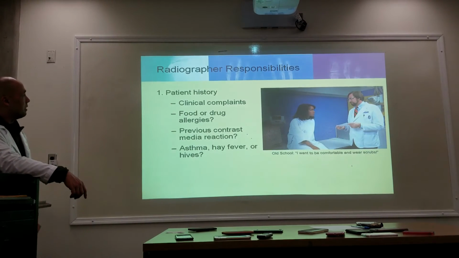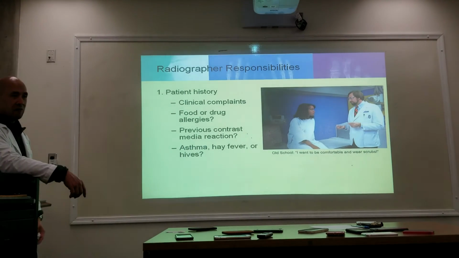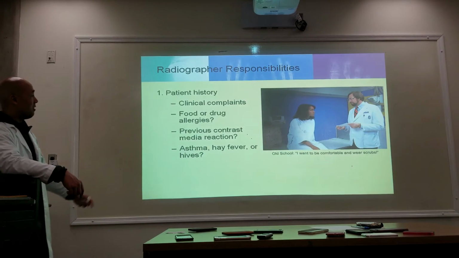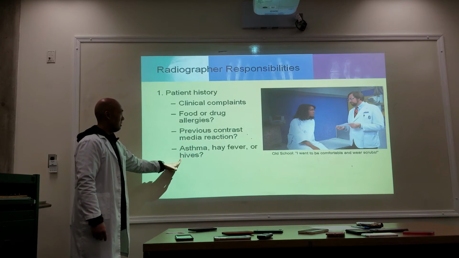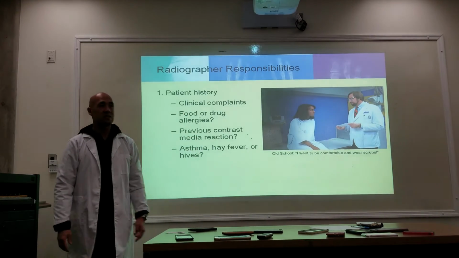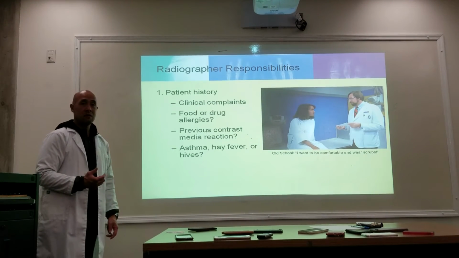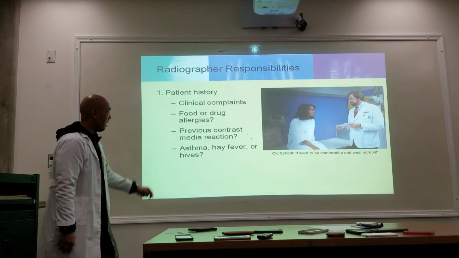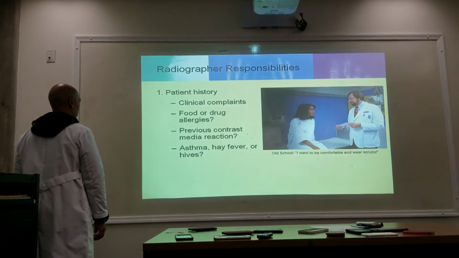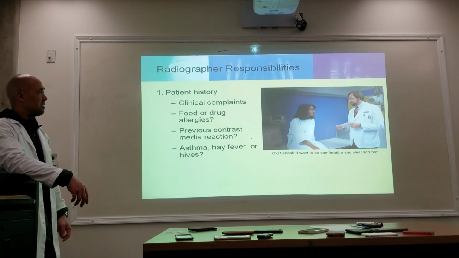Patient history, clinical complaints. So we're going to find out why you are having this done. What kind of allergies do you have? Are you allergic to foods? Any types of medication? Do you have a history of asthma, hay fever, or hives? Because allergies, history of asthma, hay fever, and hives can increase an allergic reaction 3 to 10 times as much. We said it's unpredictable, but if you have any of these conditions, you may increase your chances of having an allergic reaction. Have you had this procedure done before? And if so, did anything happen? So those are the things you're going to ask them.